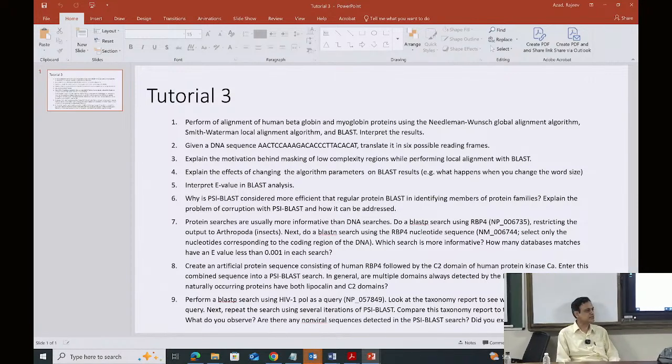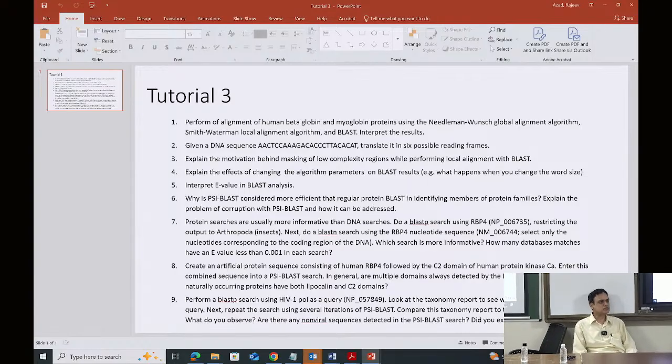So the accession number is given, so you don't have to copy and paste the sequence. If the accession number is given, just put in the accession number and then do whatever is being asked. If it is PSI-BLAST, do PSI-BLAST. If it is BLASTP, do BLASTP. It's a very straightforward question. Just do it and let me know.